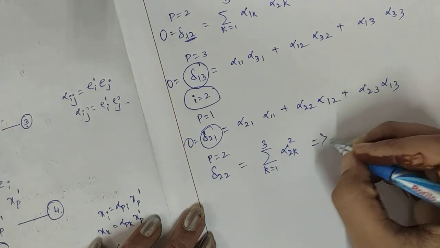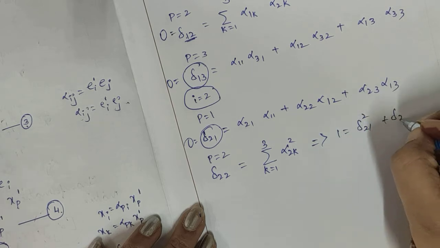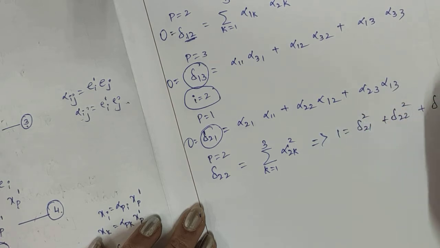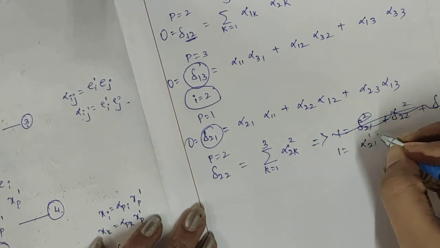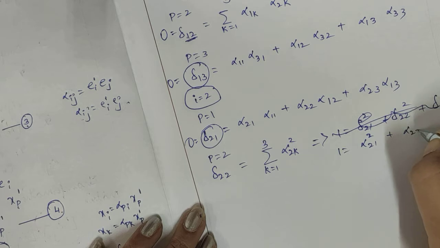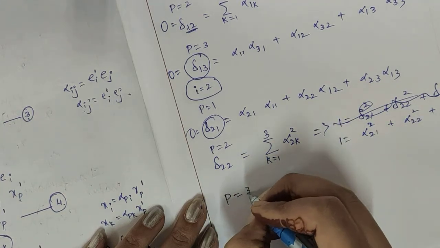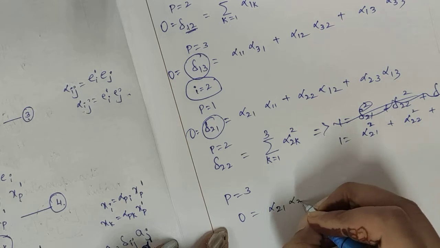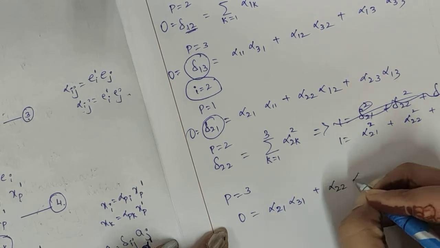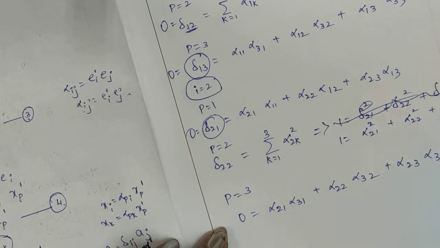So this will become 1 is equal to alpha 2 1 square plus alpha 2 2 square plus alpha 2 3 square, right? All are alphas. Similarly, when p is equal to 3, 0 will be equal to alpha 2 1 alpha 3 1 plus alpha 2 2 alpha 3 2 plus alpha 2 3 alpha 3 3.